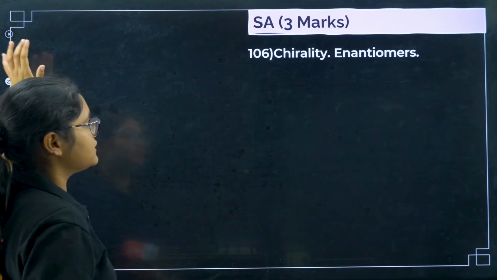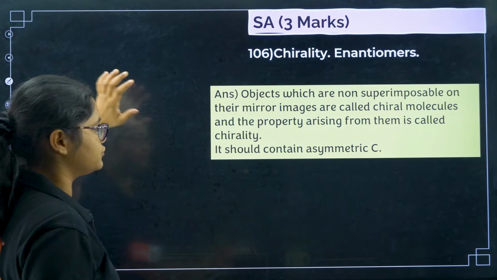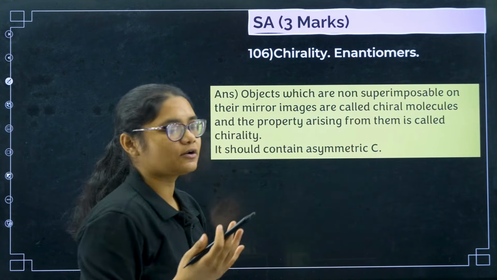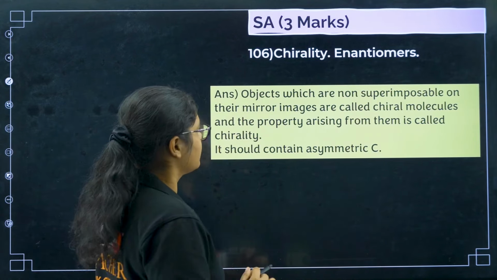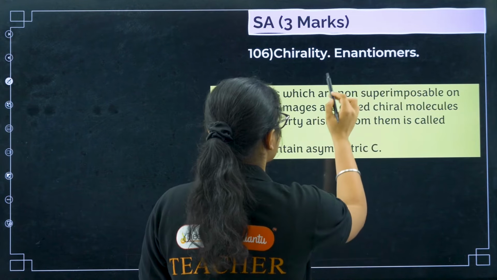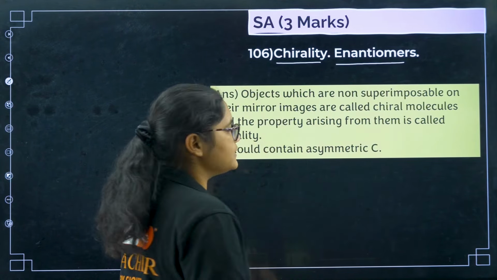Next, I have what is chirality. You have to explain what is enantiomers. These are some definitions, so you should be knowing. So objects which are non-superimposable mirror images are called as enantiomers. Okay. So now what is enantiomers? I have written here. What is chirality? Chirality is the same thing.